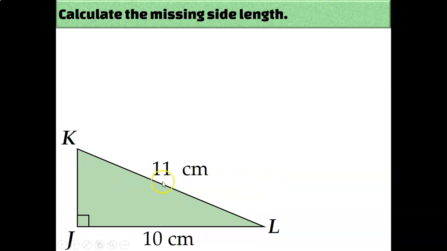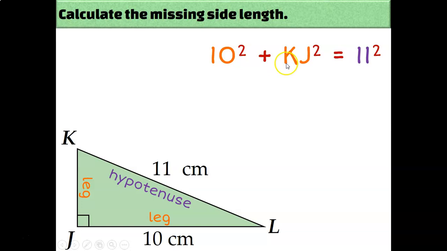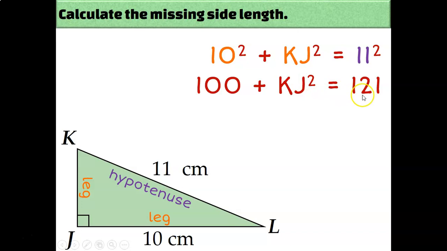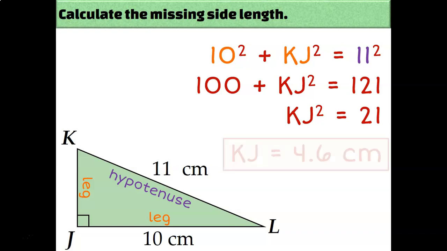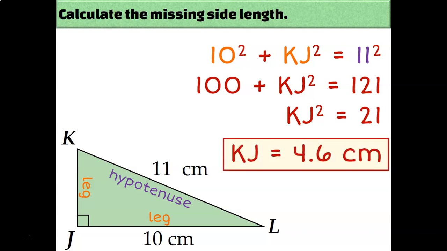Our next problem is kind of similar because we're missing a leg. These two sides are my legs, and this side is the hypotenuse. So the equation that I'll write is 10 squared plus KJ squared equals 11 squared. So 100 plus KJ squared equals 121, so KJ squared equals 21. However, when I square root both sides, I don't get a pretty answer. There is no perfect square root of 21. So just give me a decimal approximation rounded to the nearest tenth. KJ is about 4.6 centimeters.